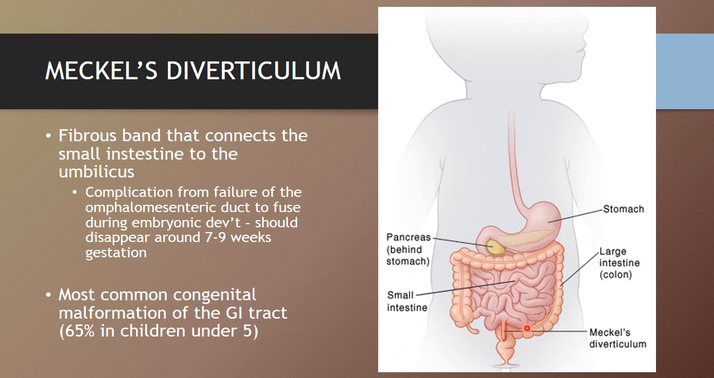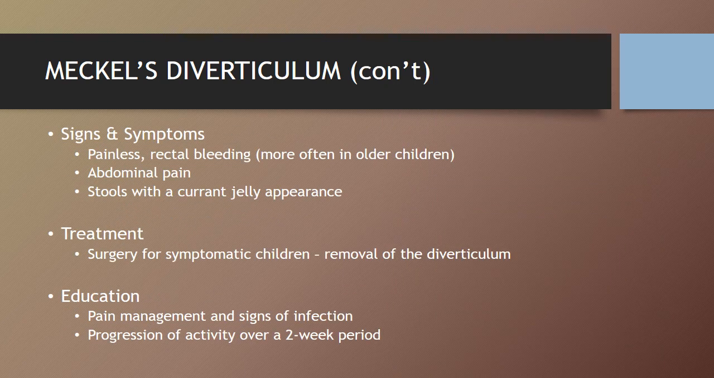And so like I said, the duct should fuse, and when it says fuse, that means it cuts this off for business. Should not be around. And it's actually the most common congenital malformation of the GI tract. So 65% of children under 5 have this congenital malformation. It only becomes a problem when it's causing a lot of issues.